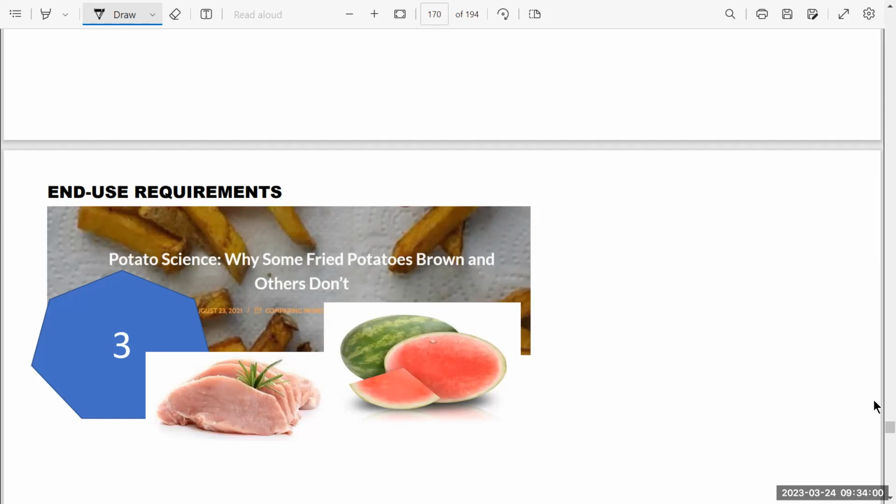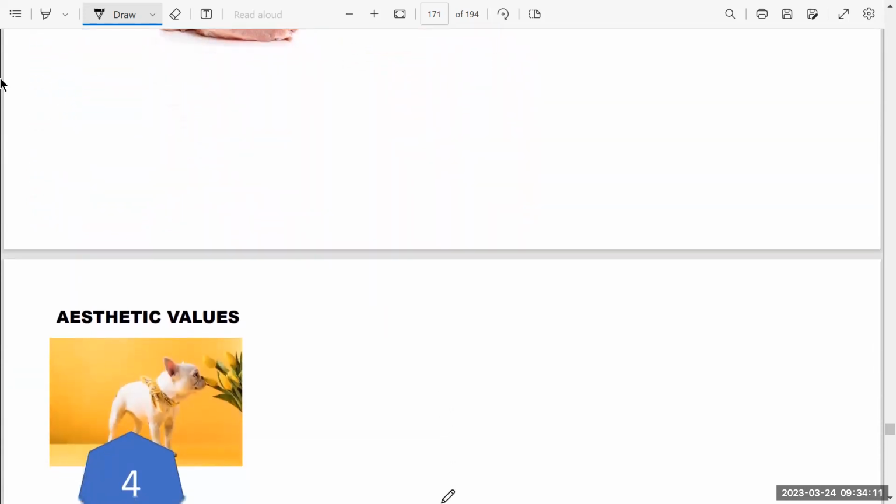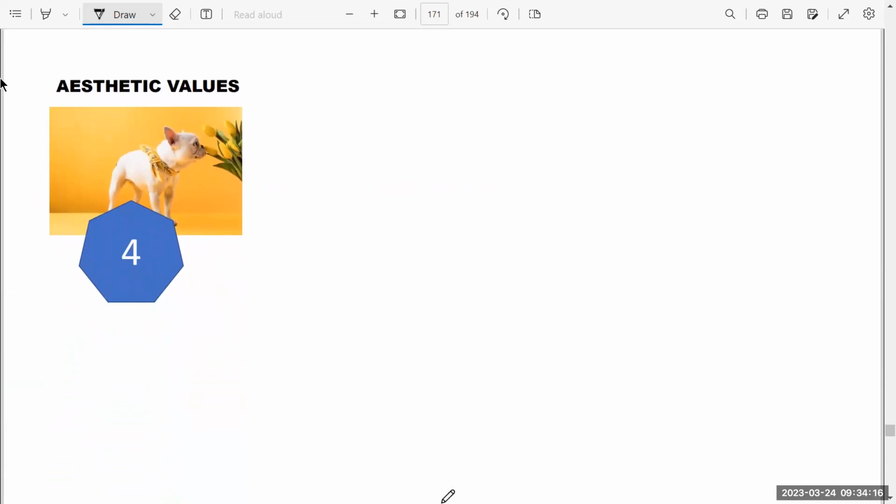And next thing is aesthetic value. Aesthetic value is very important, that we have to keep the appearance of the phenotype that people like it. So these are the main requirement.